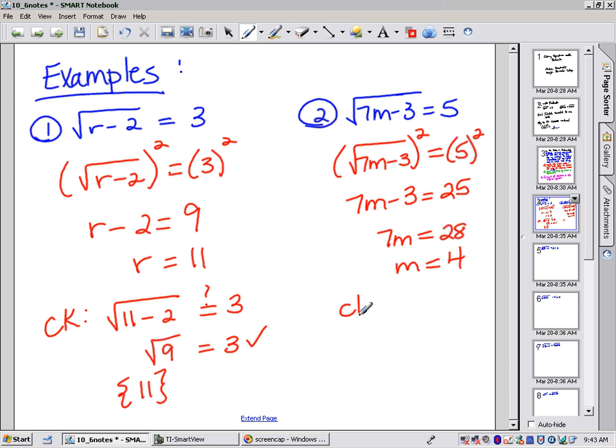So checking this in our original equation, we have, is the square root of 7 times 4 minus 3 equal to 5? And that is true. That's 28 minus 3, which gives us 25. And the square root of 25 is 5. So the value 4 is the solution to this equation.